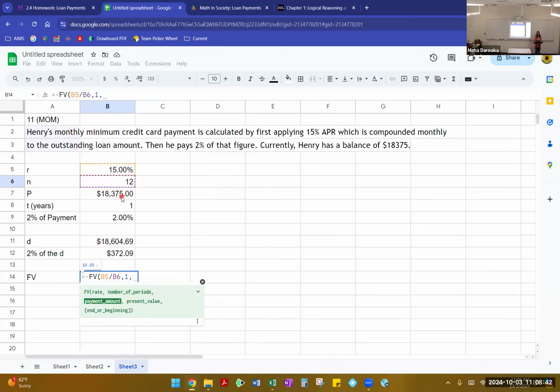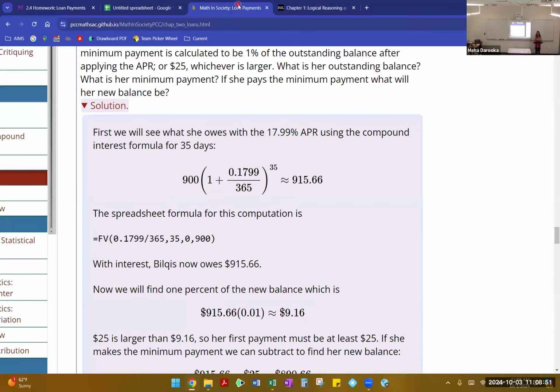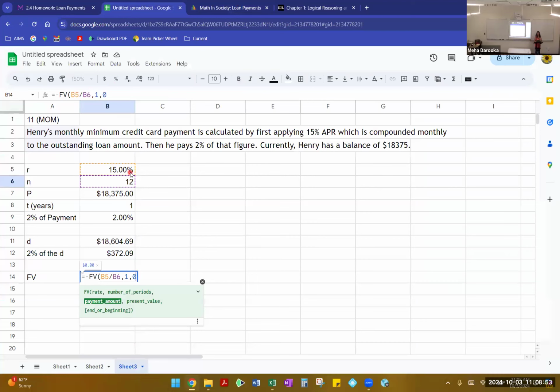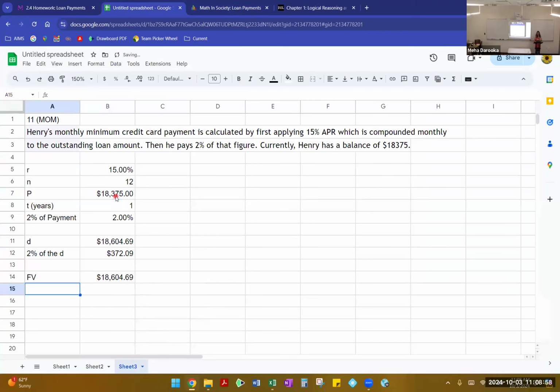Our payment amount of 0, like we did in the example, and then present value of 18,375. Oh, okay, so it is the same as the number here. Okay, all right, so the future value of our loan is basically going to be that $18,604.69.